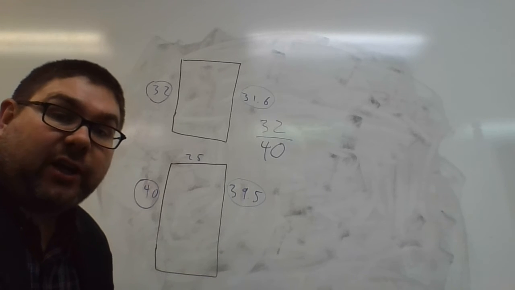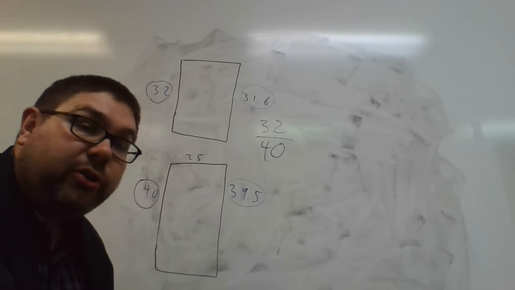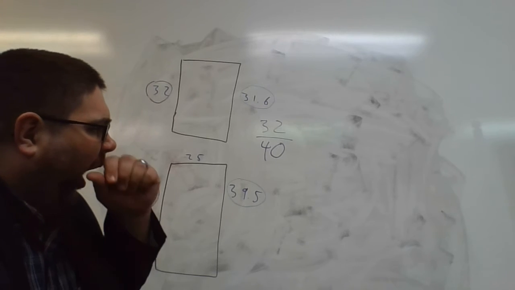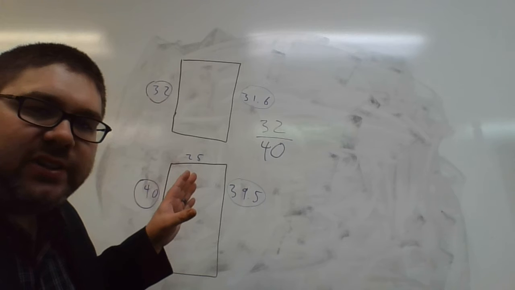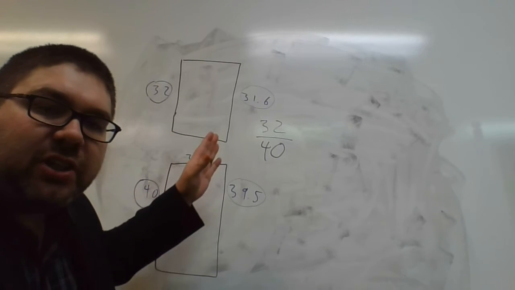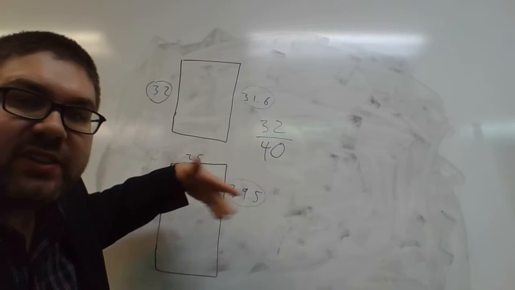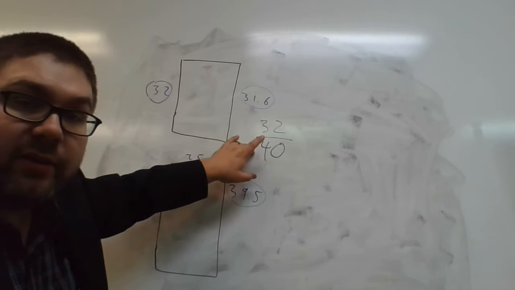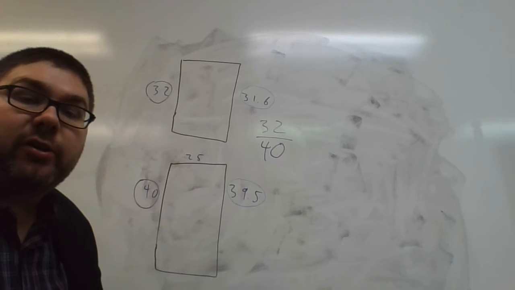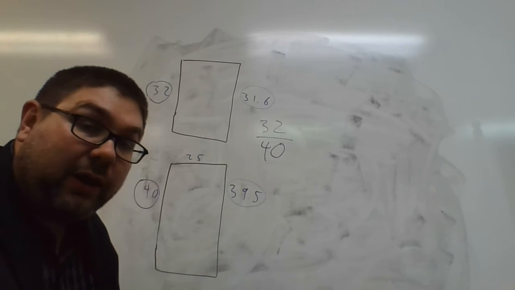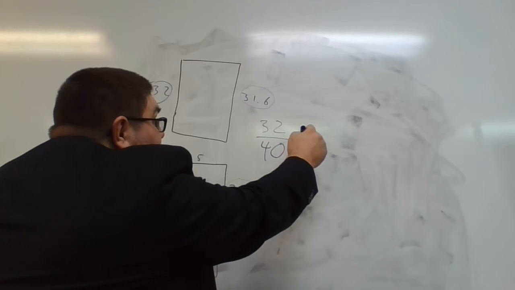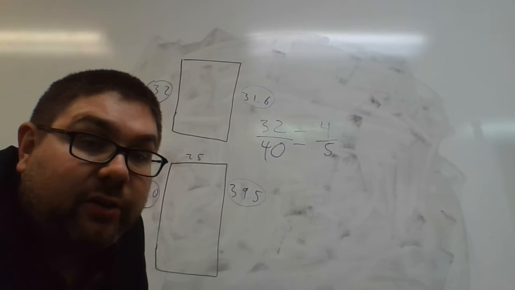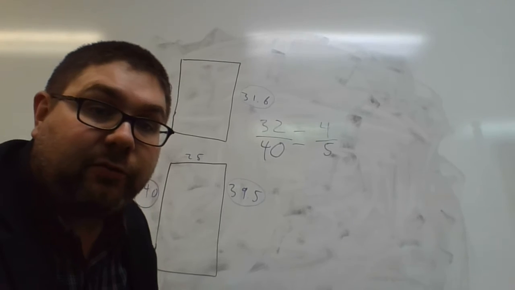Now I'm going to reduce the fraction. Reducing the fraction, in this case, we could do it in a couple of ways. We could do it by saying, what's the largest number that goes into both 32 and 40, which in this case is 8, and divide the numerator by 8 and the denominator by 8. You can also just use a calculator. I would suggest, if you have it, use a calculator. It will reduce to 4 over 5. If we reduce the fraction, it becomes 4 over 5.